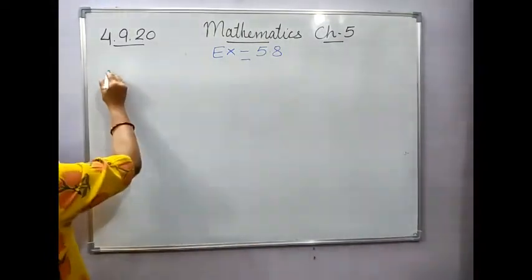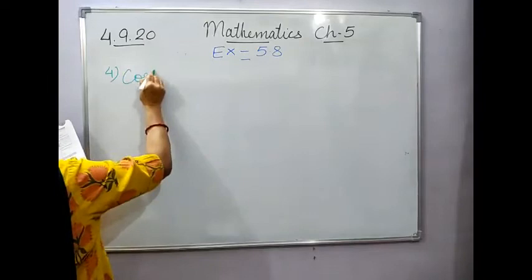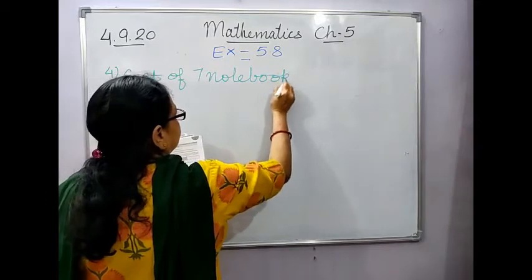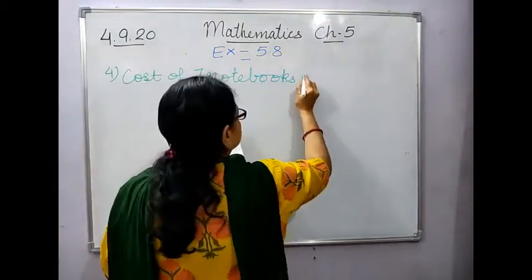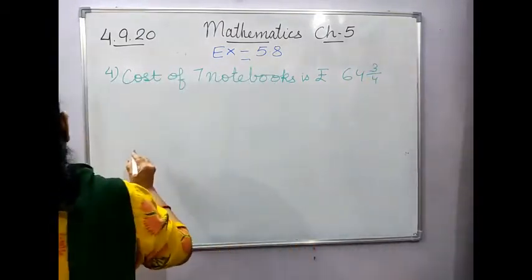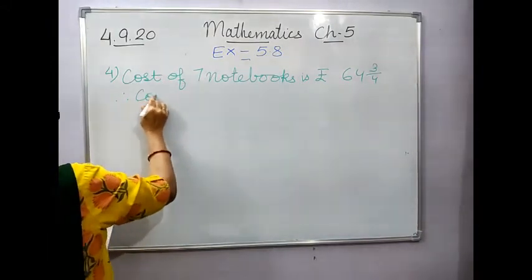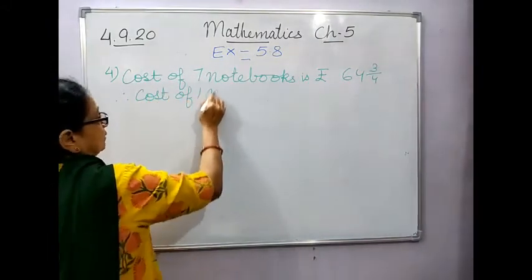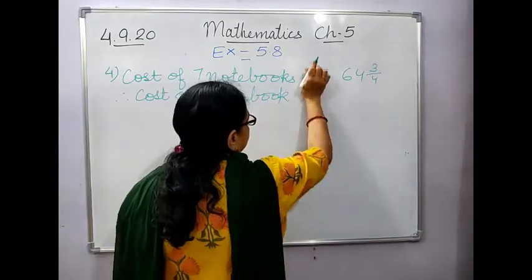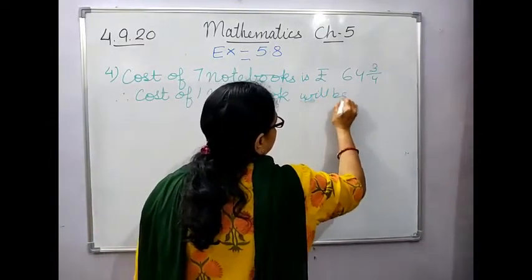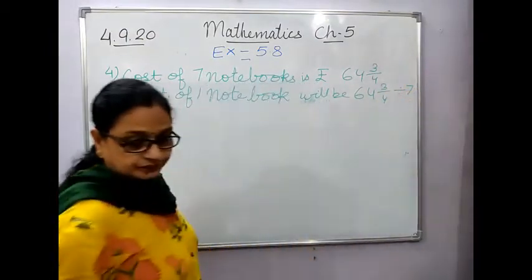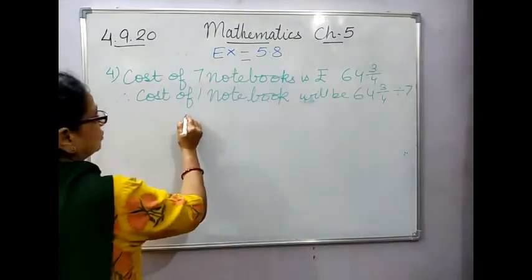Statement for sum: cost of 7 notebooks is rupees 6434. Therefore, cost of one notebook will be 6434 divided by 7. Okay, so we'll copy down the sum again.